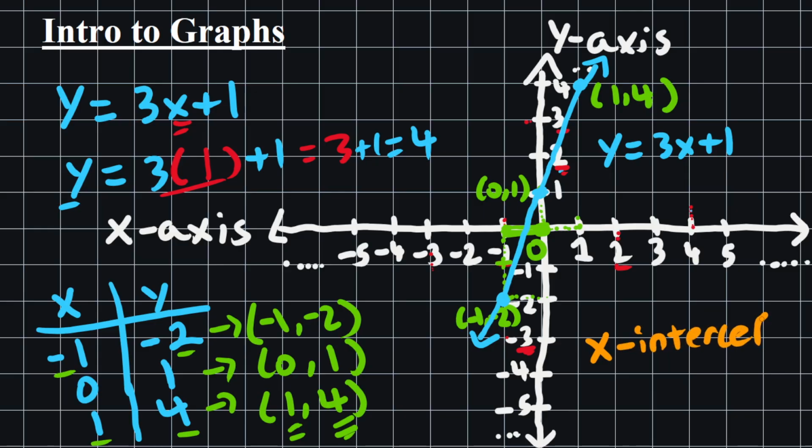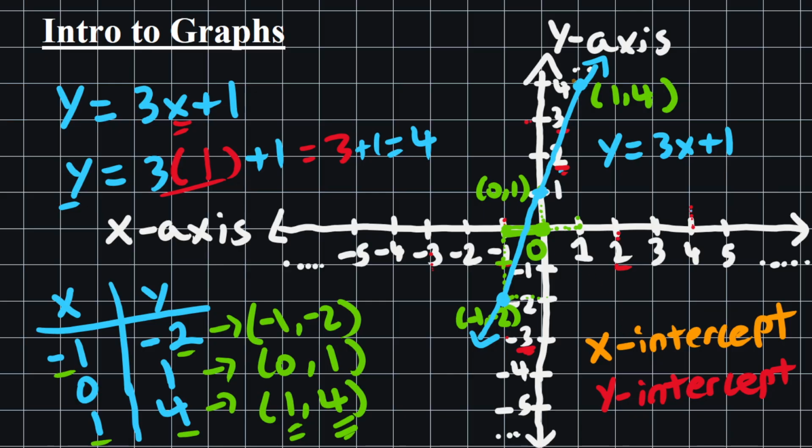So the x-intercept and the y-intercept, let me make that a different color. X-intercept, and then y-intercept. So what is the x-intercept? Let's start with that. The x-intercept is the value of x when y equals 0.